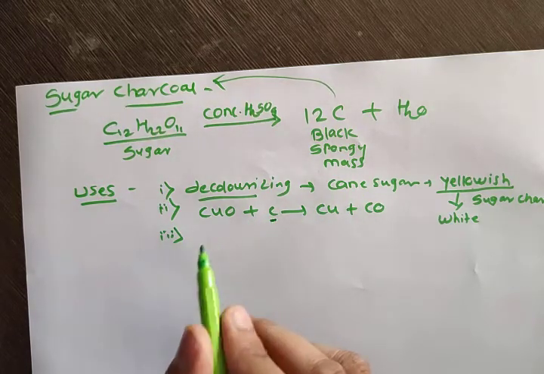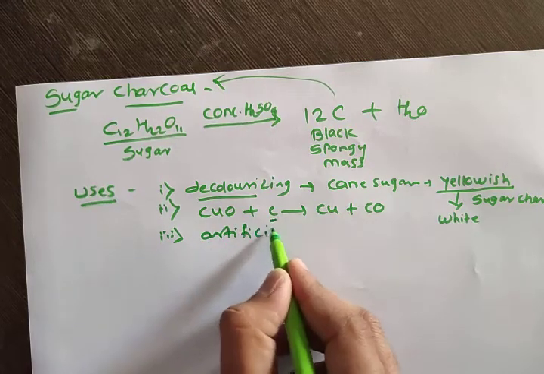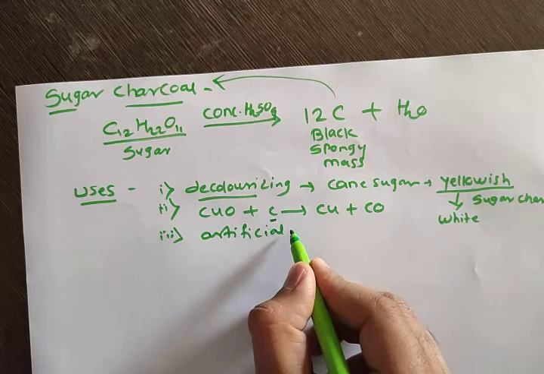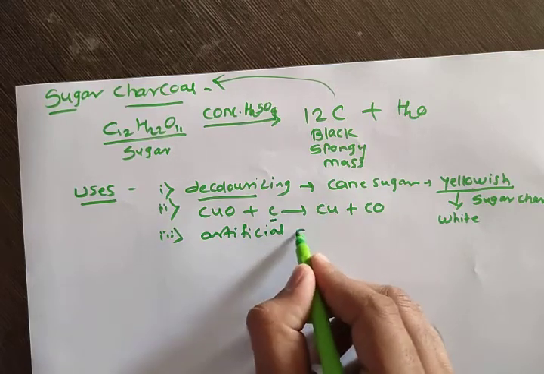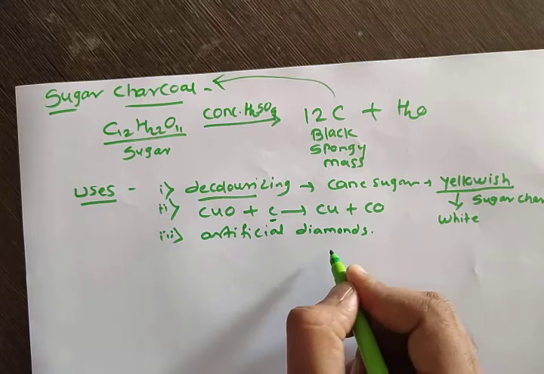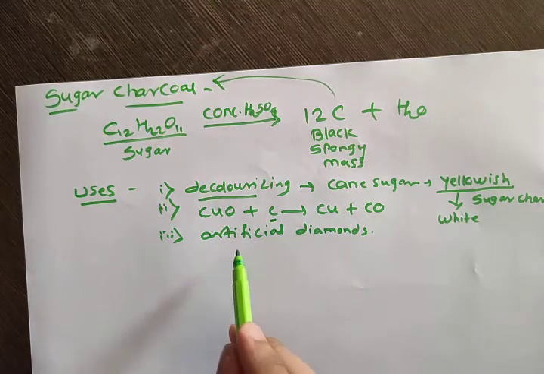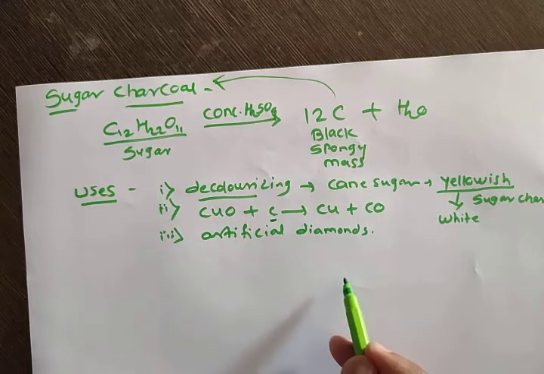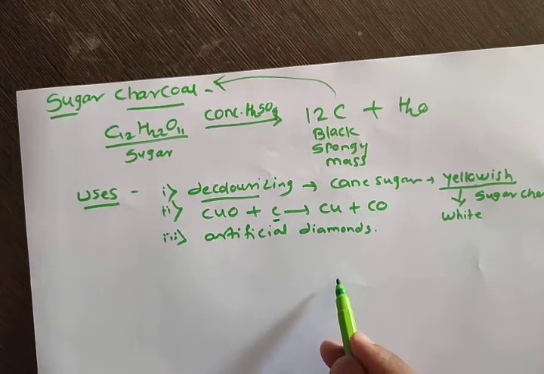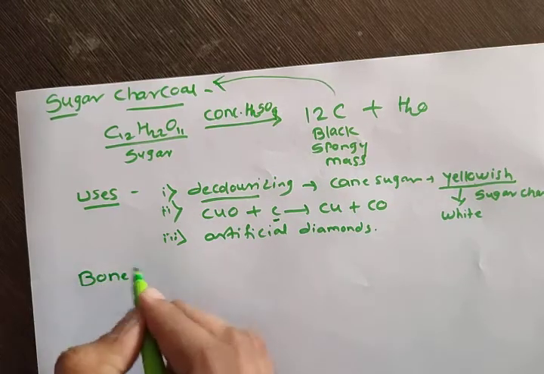Then next, it is used to prepare artificial diamond. So the diamond topic we have already studied in the first part. There also I told diamonds are naturally occurring substances, but artificially they can also be made. For the making of this artificial diamond, this sugar charcoal is also used. Okay, then next charcoal is bone charcoal.